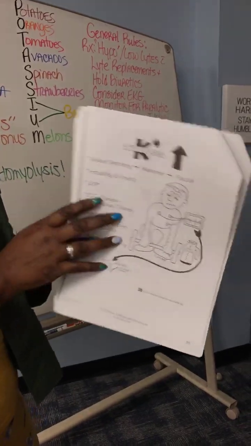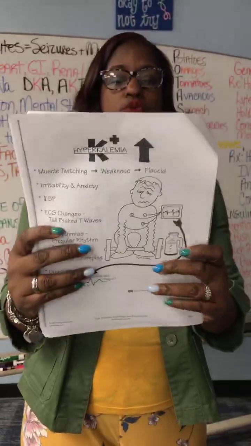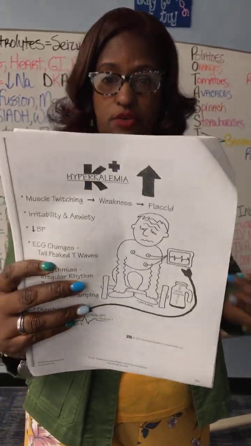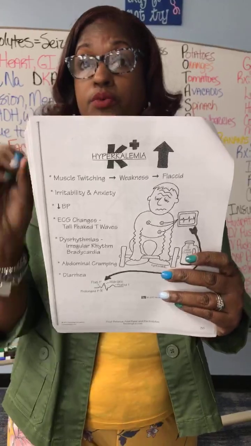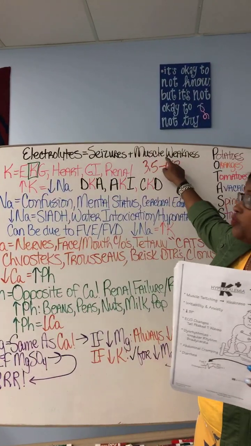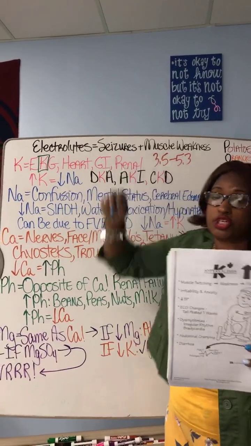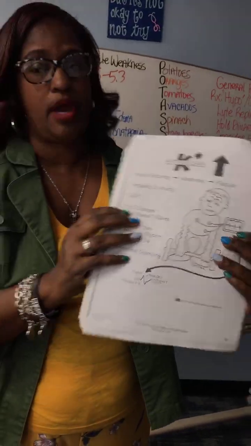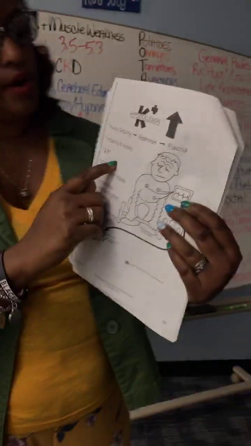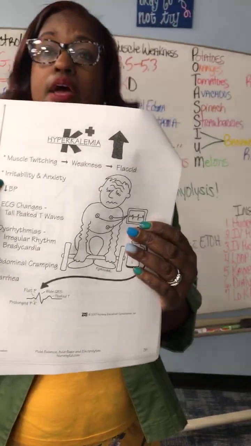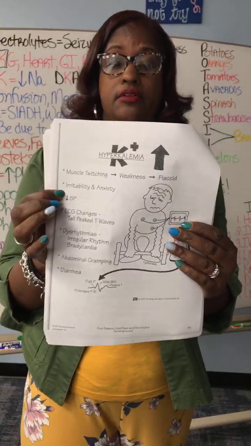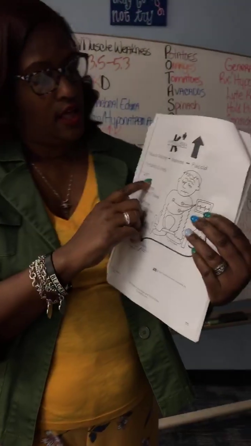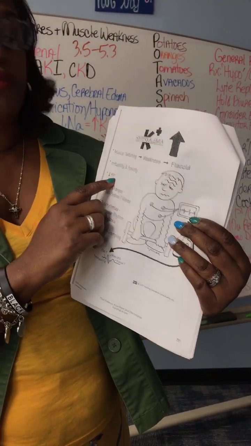Underneath here, I want you to put brisk DTRs. I want you to write that because that is part of it too. If you'll remember, I said when we started this that electrolytes always mean muscle weakness and maybe seizures. Well, look, you could write the words muscle weakness on top of that to remind yourself that's part of the deal. Where it says irritability and anxiety, I need you to put the word paresthesia because you can have numbness and tingling, okay?